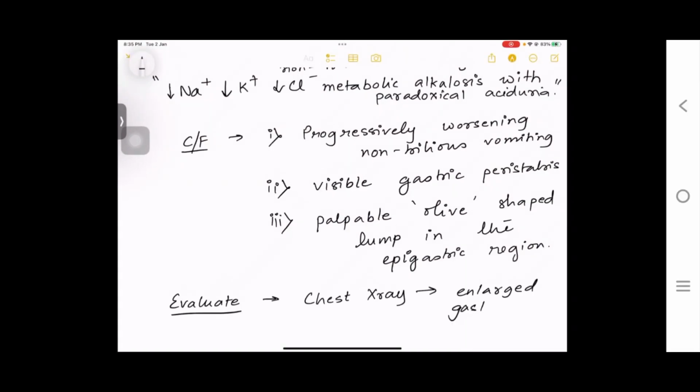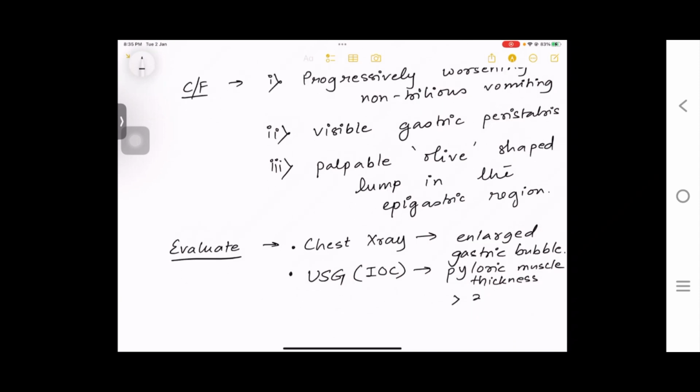Now come to the clinical features of this disease. First, there will be progressively worsening non-bilious vomiting. Second, there will be visible gastric peristalsis moving from left to right. And third, the mothers will complain that there is a palpable olive-shaped lump in the epigastric region.